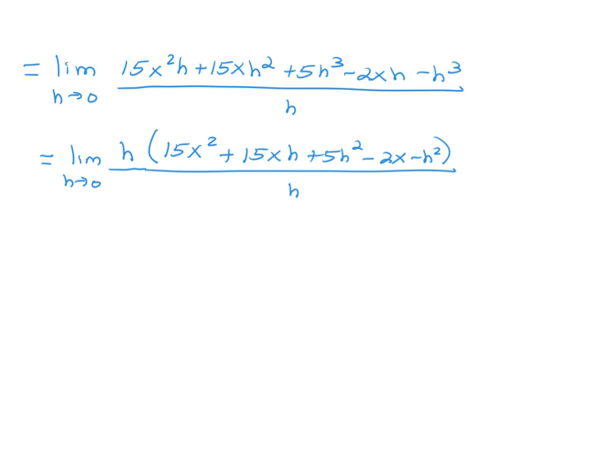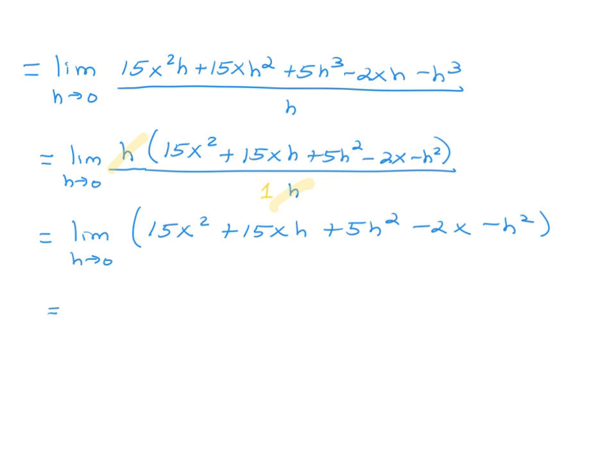And the reason for this is this and this can cancel. In fact, the entire denominator is now 1. We don't even need to write it. I'm just going to write down the limit as h goes to 0 of what's left over in parentheses. 15x squared plus 15xh plus 5h squared minus 2x minus h squared.